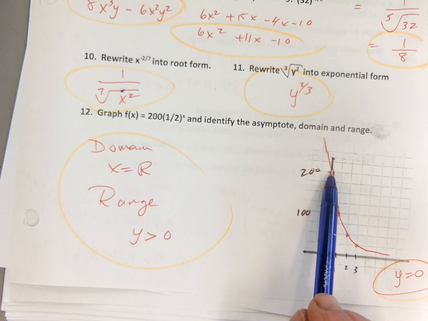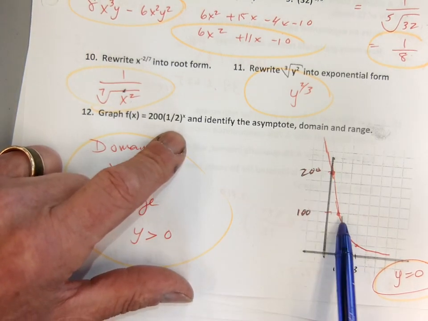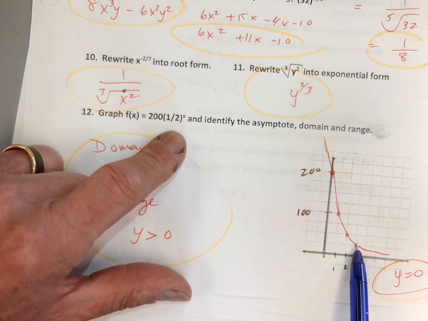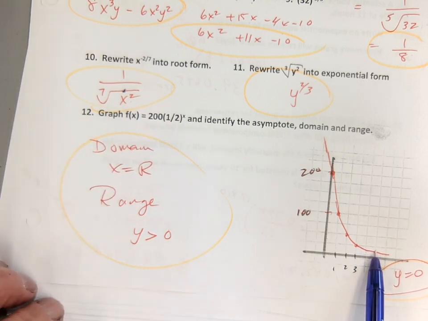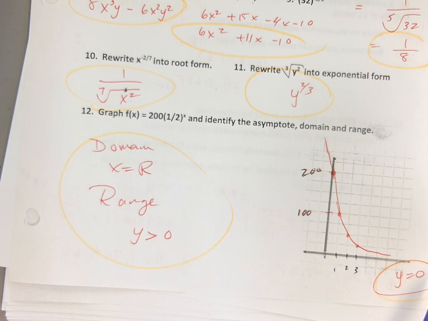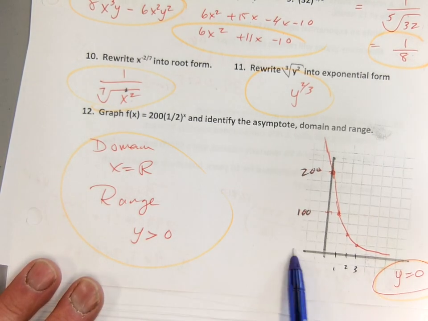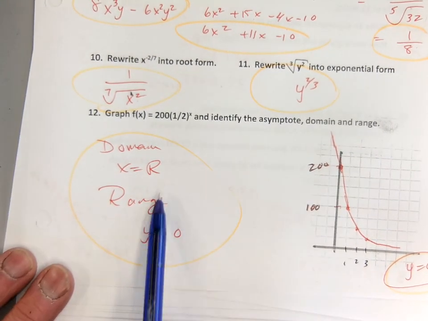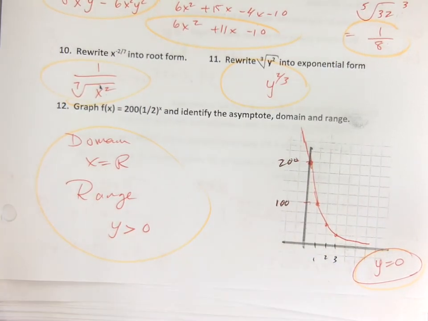12, I took 200, then I took a half of that, 100, then I took a half of that, and I get 50. Half of that, I get 25. Half of that, I get 12 and a half, and so forth and so on. It is obviously going to be decay. The asymptote is here at y equals 0. Domain is all real numbers, and range is y is greater than 0. Okay, not equal to, but just greater than.